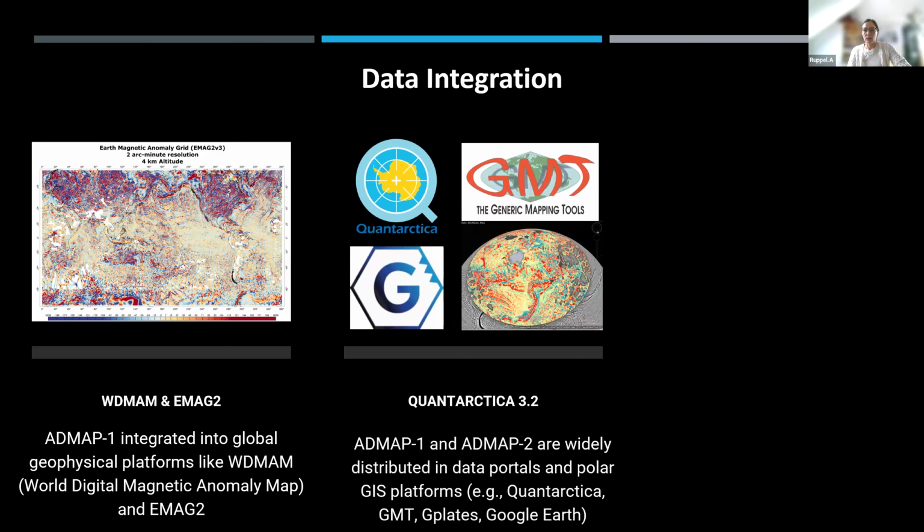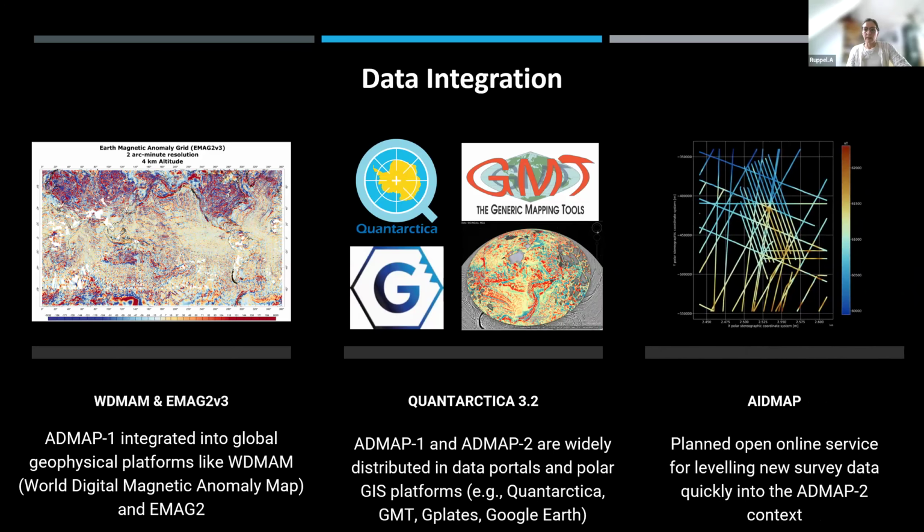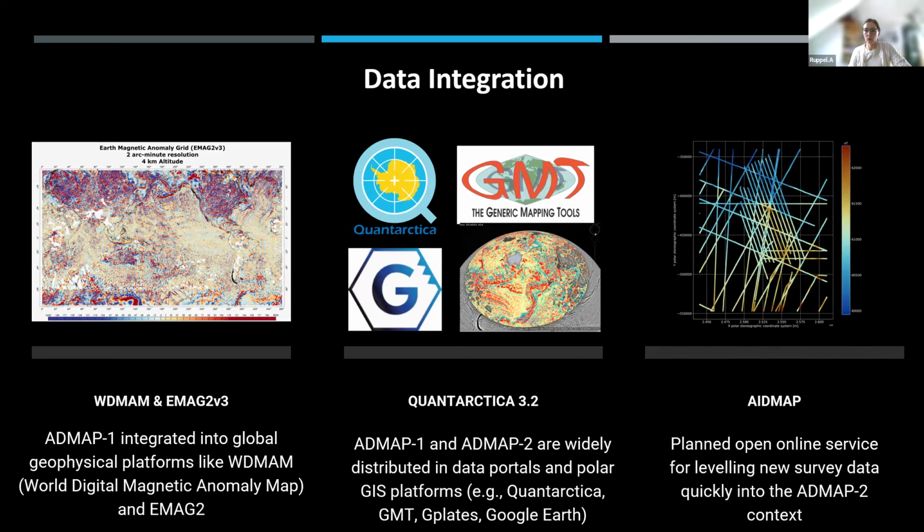ADMAP 1 and ADMAP 2 are ready to use in open data portals and polar GIS platforms such as Quantarctica, GMT, or GPlates. We've also provided a Google Earth KMZ file, and at the moment they are partly integrated in some of these systems. Looking ahead, I already mentioned the group of authors that is preparing to launch a project called ADMAP. It will be an open online service for leveling new survey data quickly into the ADMAP 2 context, and I'll return to this shortly.